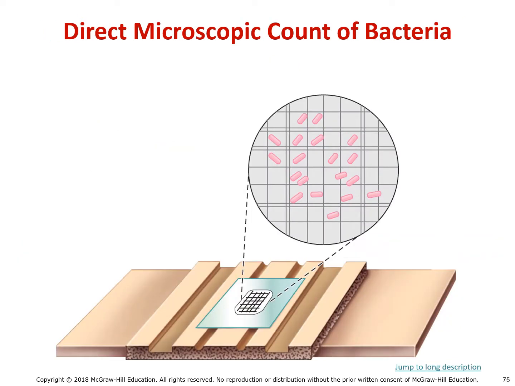This is the example of the direct count. Notice again the gridded pattern. We can sit here and count how many cells are present in a squared area and multiply that by the number of squares we would expect to see to understand the total number that we would expect.